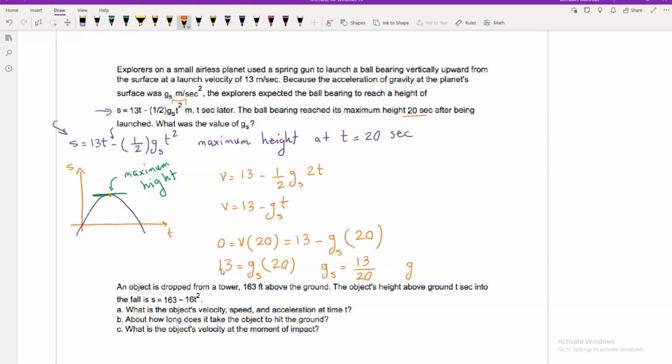So our answer for g sub s is equal to 0.65 meters per second squared. So what we have here is the acceleration of the small airless planet due to gravity is 0.65 meters per second squared.